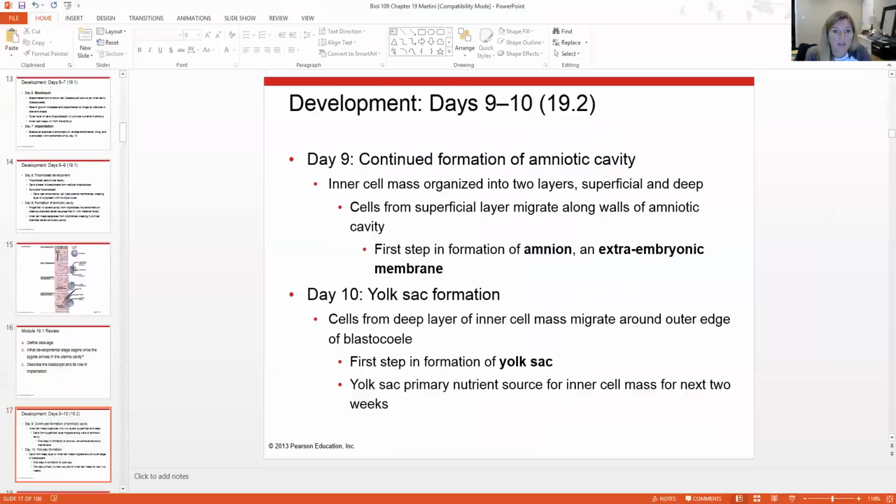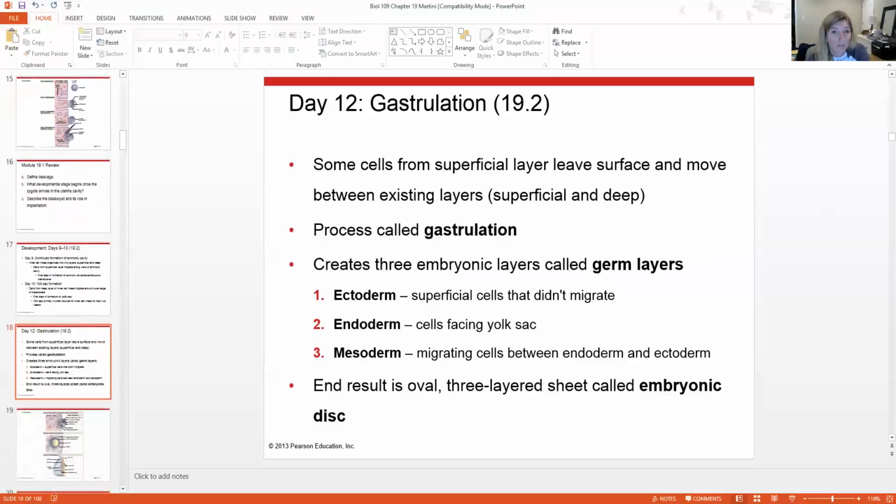Day 9 is, again, when that inner cell mass is arranged in 2 layers, a superficial and a deep layer. Cells from the superficial layer will migrate to the amniotic cavity. This is the first step in forming the amnion, an extra-embryonic membrane. Then the yolk sac forms by about day 10. This is where cells deep in that inner layer migrate to the outer edge of the blastocele and form a yolk sac. The yolk sac is our primary nutrient source for this inner cell mass for the next 2 weeks.